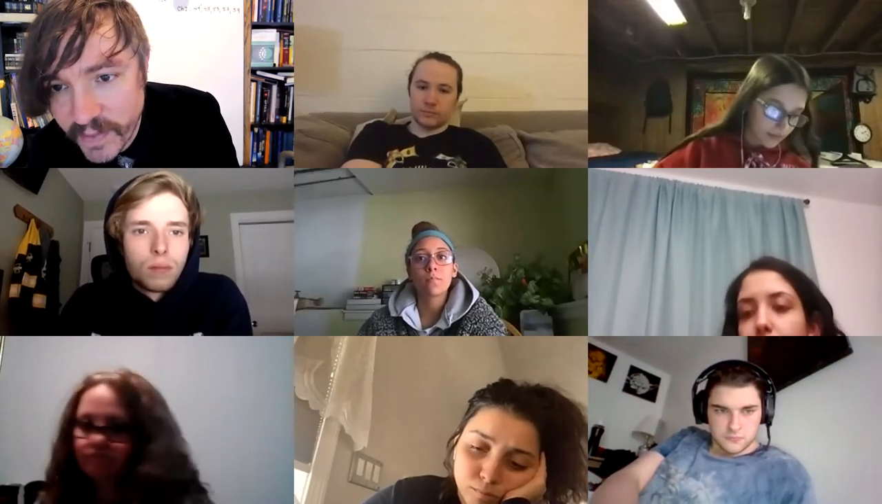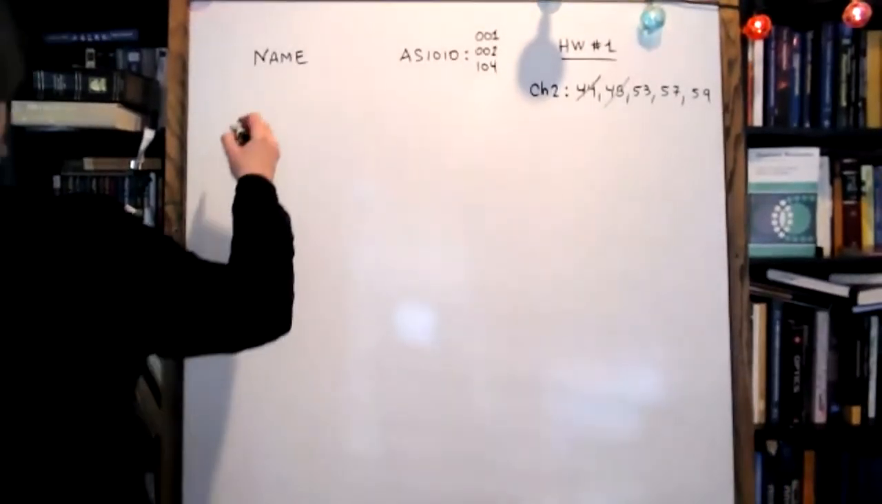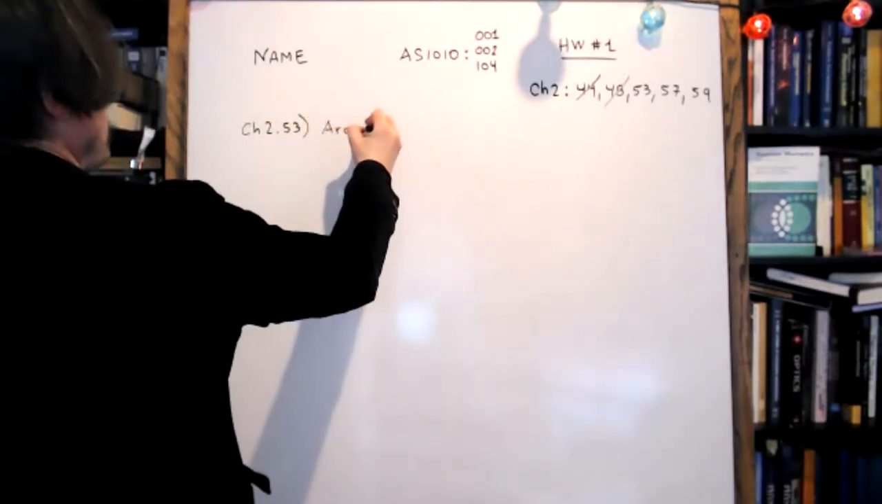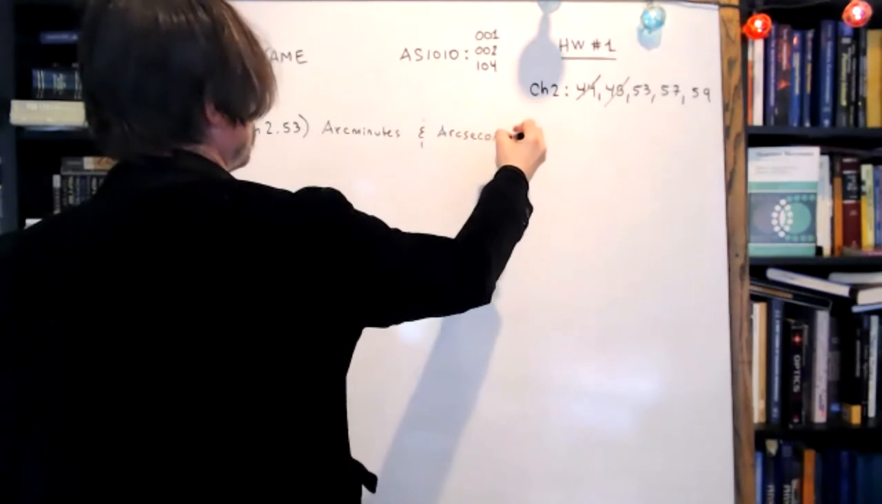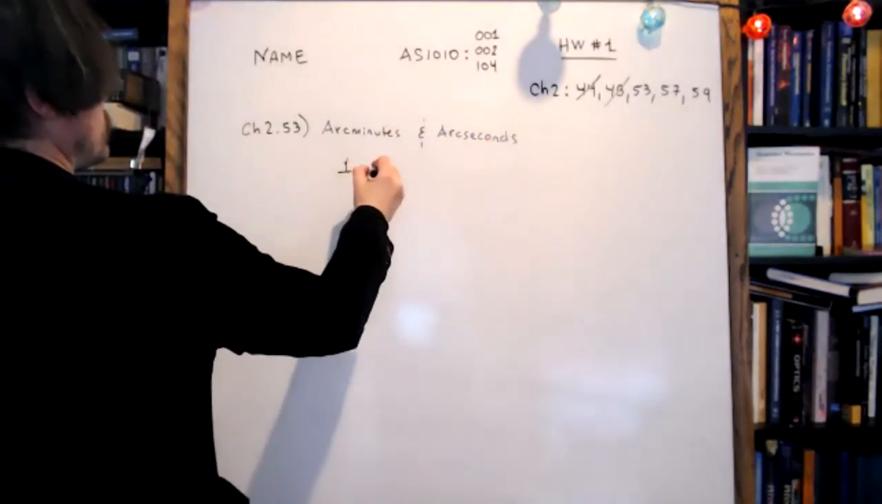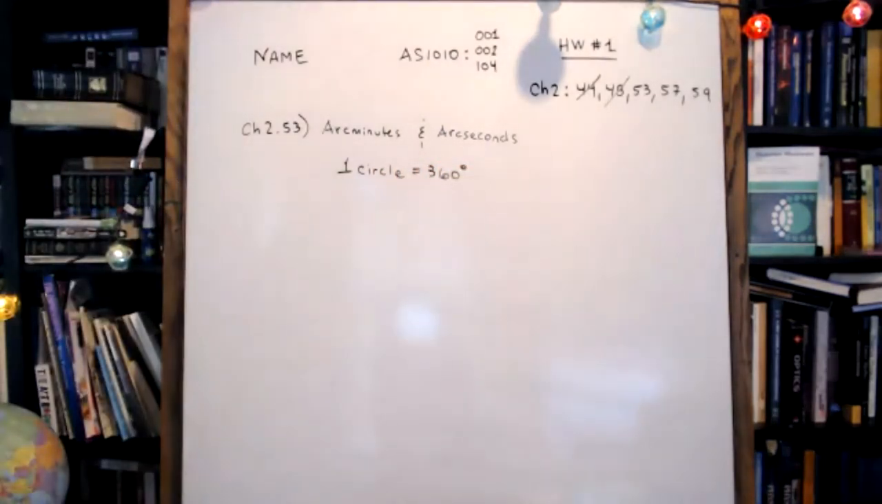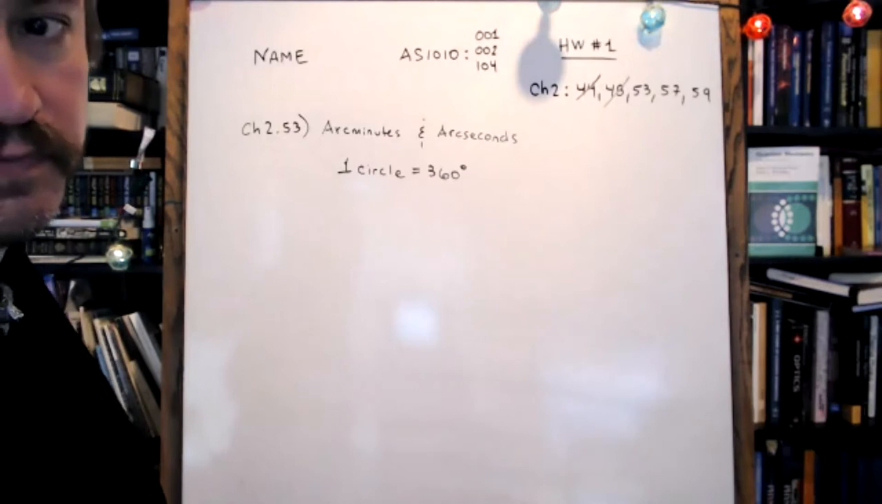So, who should I pick on next? Adriana, I haven't heard from you today. Are you down to read a question for me? Sure. Awesome. Why don't you go ahead and read out chapter 2, number 53. The title is Arc Minutes and Arc Seconds. There are 360 degrees in a full circle. A, how many arc minutes are in a full circle? B, how many arc seconds are in a full circle? And C, the moon's angular size is about 0.5 degrees. What is this in arc minutes and in arc seconds?